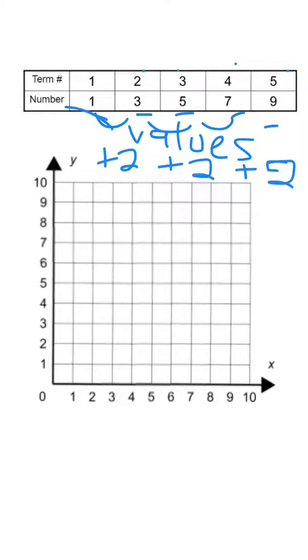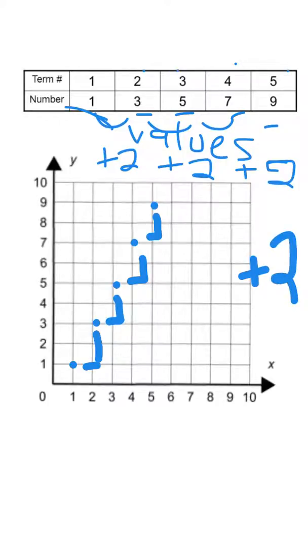So if I was to then plot this, I would start with 1, and then my term value is 1, so it's 1, 1. Then I have term 2 is the value of 3. Term 3 is a value of 5. Term 4 is a value of 7. And term 5 is a value of 9. So if I look here, I go over 1 and then up 2, over 1, up 2, over 1, up 2, over 1, up 2. So the plus 2 was the pattern that I had there. So that forms a nice straight line.